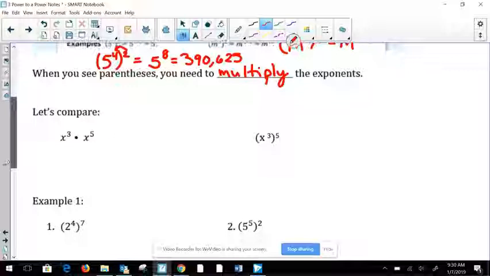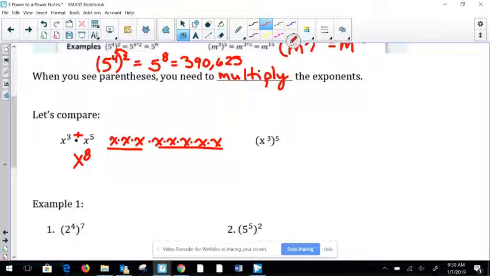Let's compare. If we have something like yesterday's x to the 3rd times x to the 5th, this is a multiplication symbol. And we said yesterday when you multiply, you're really adding your exponents. So that is x to the 8th. What that means is I have 3 x's and I have 5 more x's. So how many x's do I have altogether? I have 8 x's.